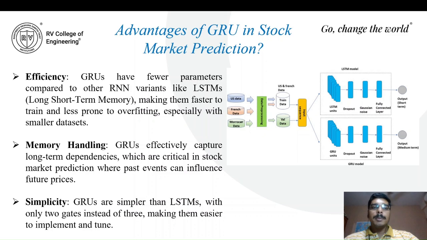They are good at memory handling. GRUs effectively capture long term dependencies, which are critical in stock market prediction, where past events can influence future prices. They are simpler than LSTMs, with only two gates, that is, the update gate and the reset gate, instead of three gates, which makes them easier to implement and tune.